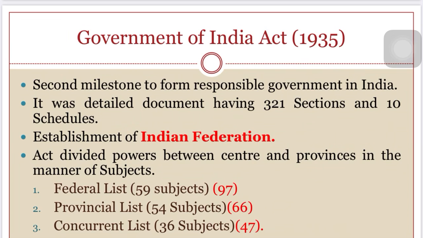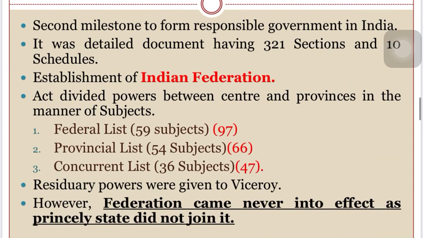Federation means sangh, as we say in Gujarati. Province means kshetra or pradesh. This Act divided the power between the centre and the provinces by subjects into three lists: the federal list with 59 subjects, the provincial list with 54 subjects, and the concurrent list with 36 subjects. Concurrent means when everyone makes it together. Residual powers were given to the Viceroy.